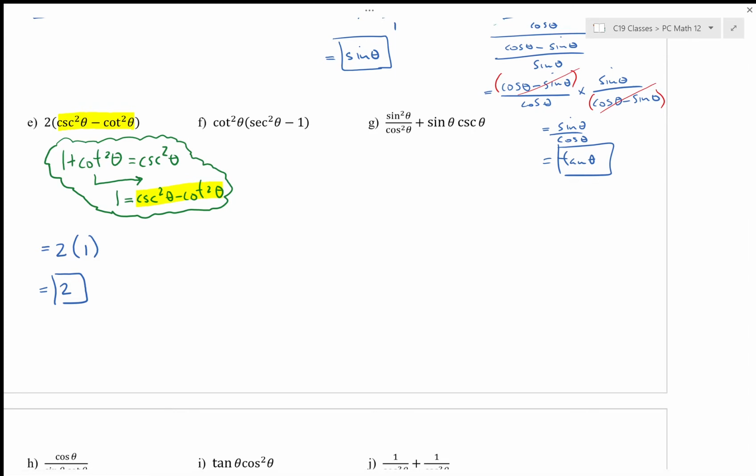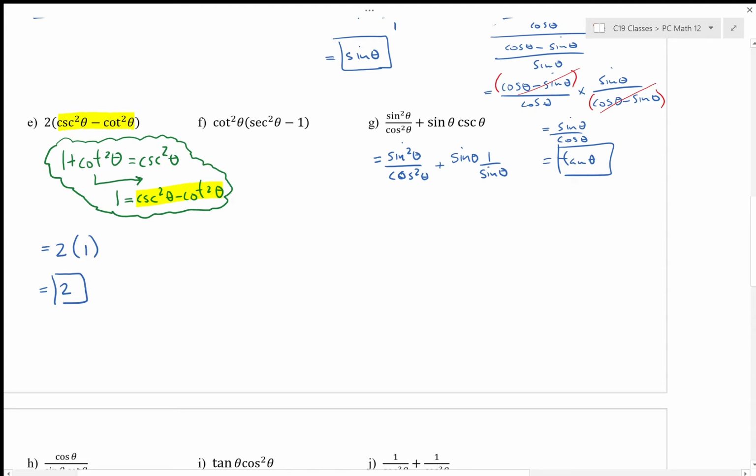If we look at G, it's got a couple things going on too, but let's have a quick look at what's happening. So first of all, when I look at G, I see sine squared theta, cosine squared theta, sine theta, and cosecant theta. I'm going to get rid of cosecant theta and make it 1 over sine theta. So let's do that first. Okay, so what does this do?